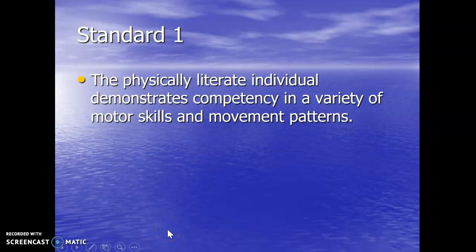Standard 1. The physically literate individual demonstrates competency in a variety of motor skills and movement patterns. This standard focuses on skill competency. During the elementary school years, it's an excellent time to teach motor skills because children have the time and the predisposition to learn them.